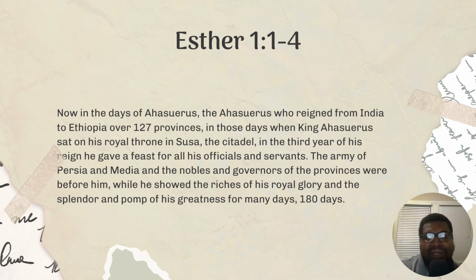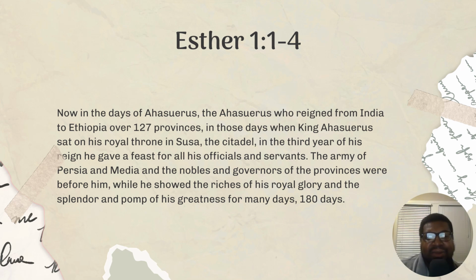So, in the third year of his reign, he gave a feast for all his officials and servants. Once again, none of the officials and servants are explained as to what they look like. And the word feast here means something like a banquet. So we do know some more, probably drinking there, because it's from the root word that means to drink.